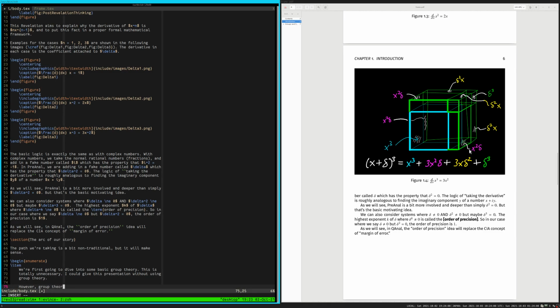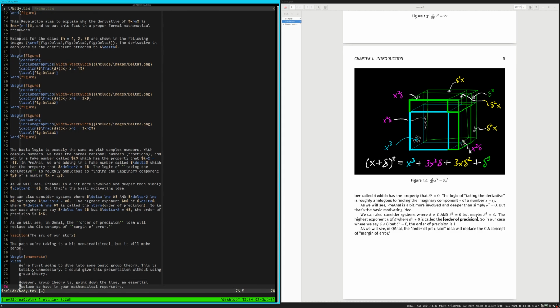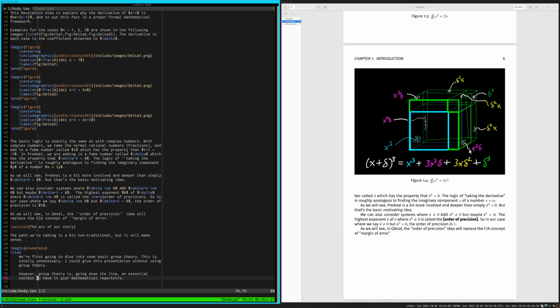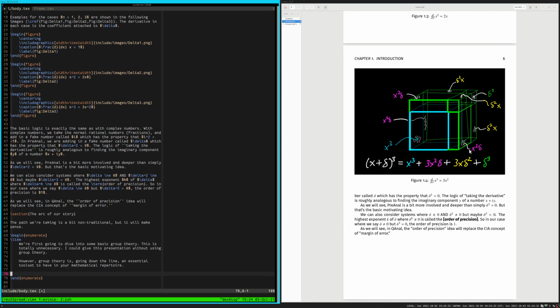However, group theory is, going down the line, an essential tool set to have in your mathematical repertoire, and it can be used to illustrate.